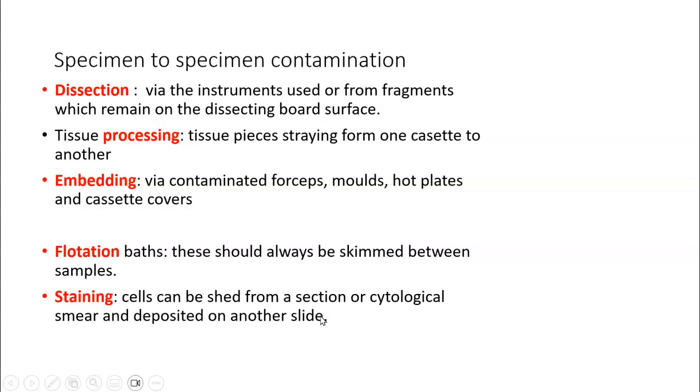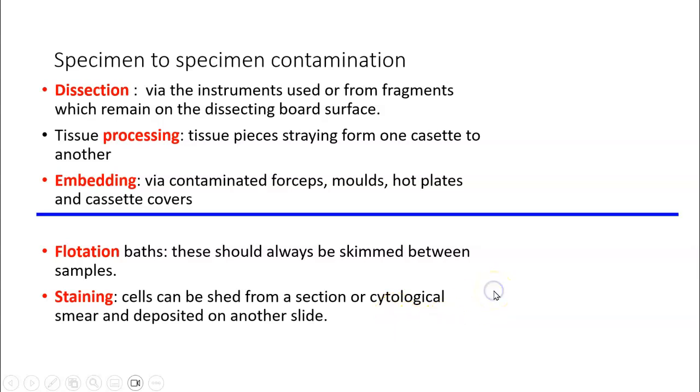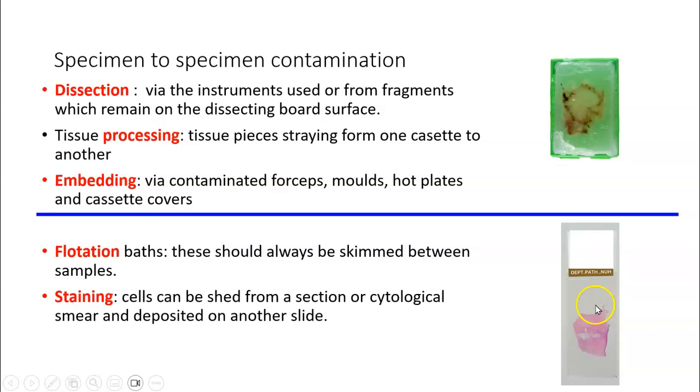Even during staining, the cells can be shed from one section or even a cytological smear and deposited on another slide. So this line of distinction is very important because above this line, the contaminant is actually in the tissue block. And below this line, it is only on the slide and not in the block. So one very simple way to determine where or which step the contamination occurred is just to do levels. If it is on the slide alone, clearly it will not appear on subsequent levels.